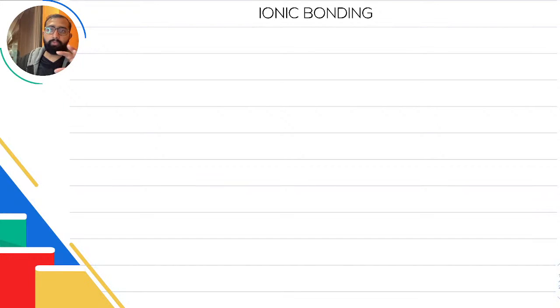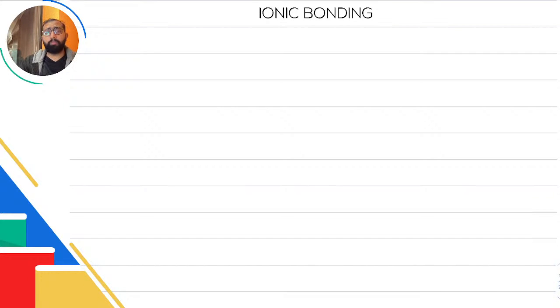Again, I would like to reiterate that in any kind of bonding that we see, there must be a positive thing, there must be a negative thing, and there must be a strong force of attraction between those two things, which we call ionic bond. As we go along, we should be able to identify what that positive thing is and what that negative thing is in the case of ionic bonding.